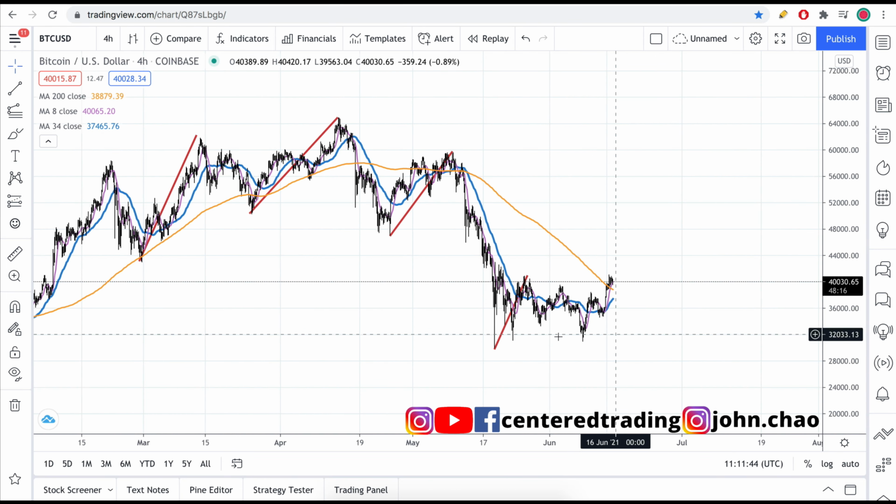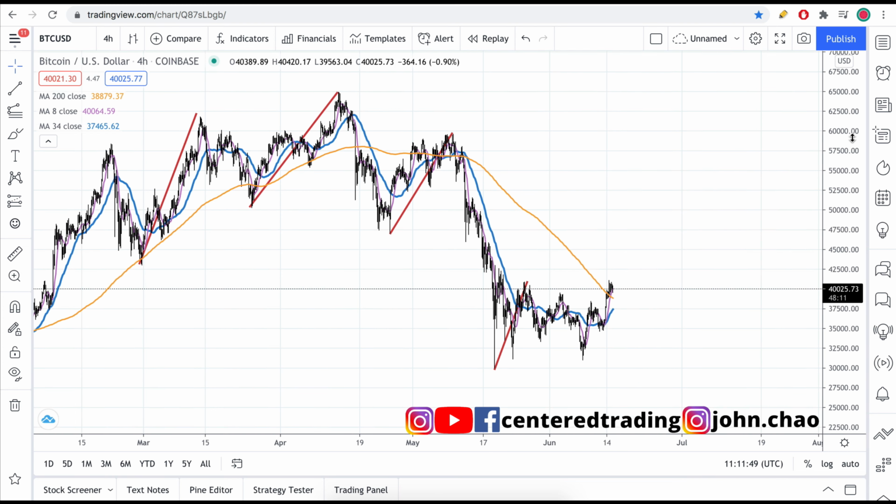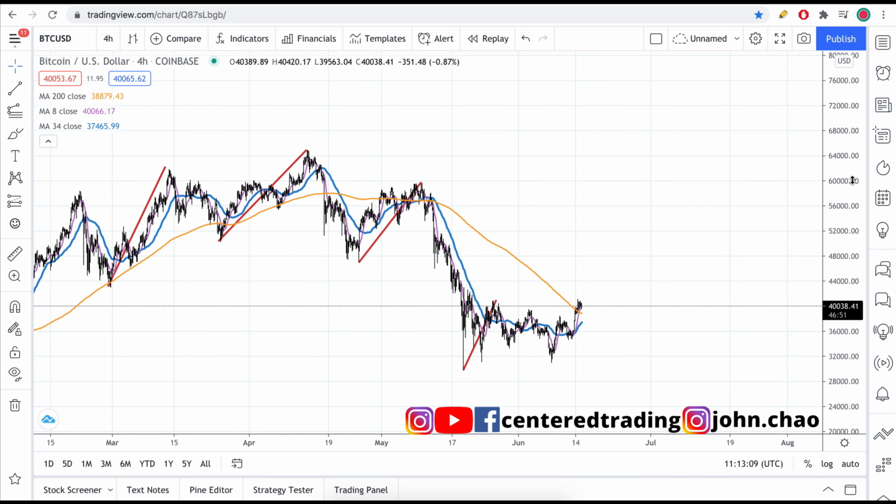Jumping on the 4-hour chart, you can see we've been printing a series of higher lows. Price is also trading above that 200 moving average on the 4-hour chart. I also like to study possible resistance that may be coming to this chart.